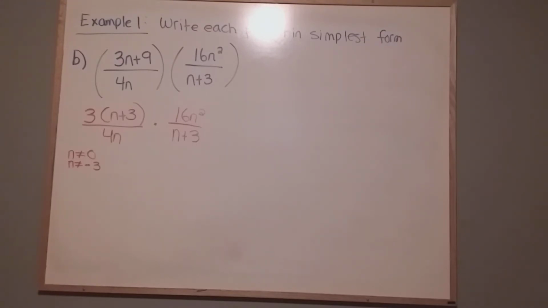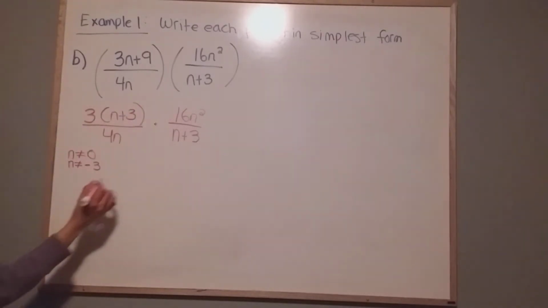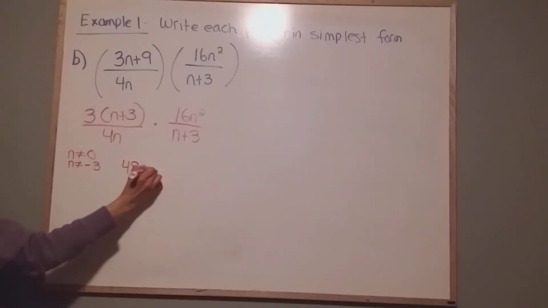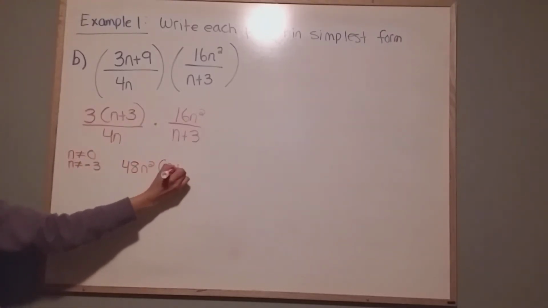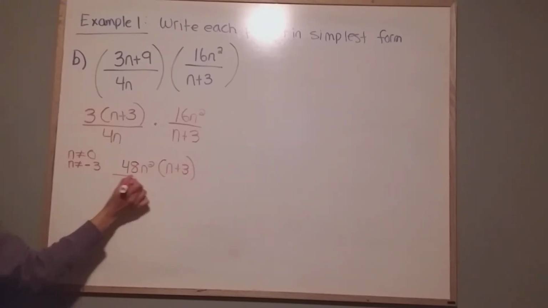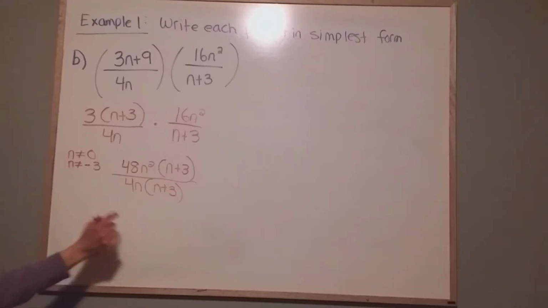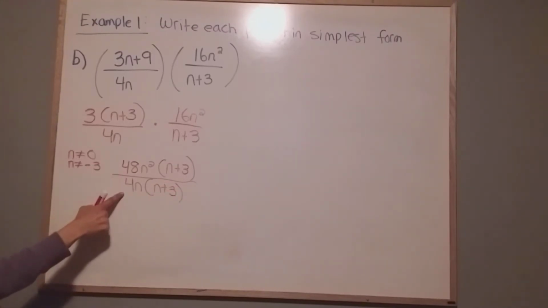My next step is now to multiply. When I'm multiplying, I can multiply my coefficients together, and I can multiply my binomials. But when we multiply binomials, you leave them in factored form. So I'm going to go 3 times 16, which gives me 48. And the n squared stays. And then I have n plus 3. I multiply my denominator, it's going to be 4n, because that's a monomial, times it with my binomial. So now I've multiplied my numerators, I've multiplied my denominators, and my next step is to reduce.